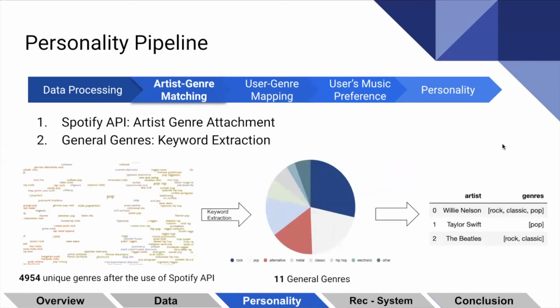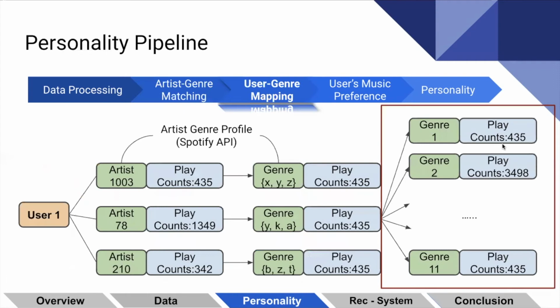However, one issue with the utilization of the Spotify API is its largely diverse genre attachment. Therefore, keyword extraction is used to map those subgenres into 11 selected genres, including jazz and pop. Then we have a total number of play counts for each of the 11 genres for a specific user. As for this step, the pipeline has attached each user to a rough genre preference profile.